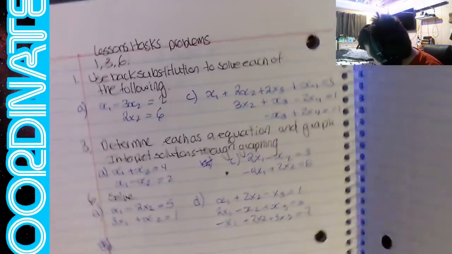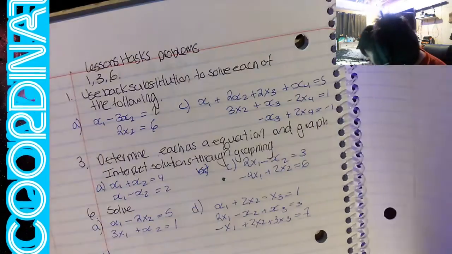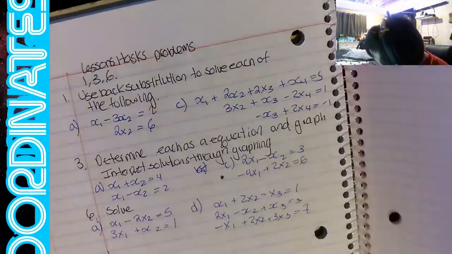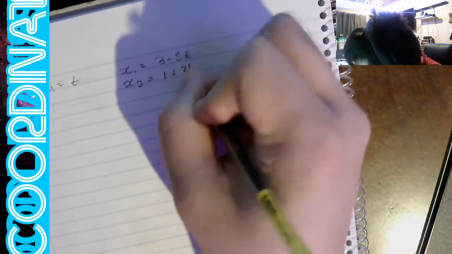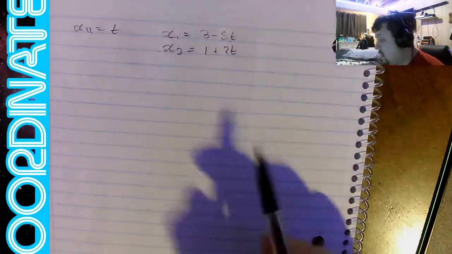We don't have to solve for x4. I was wrong. x4 is a parameter, t. And what that essentially means is that x1 becomes 3 minus 5t, and x3 becomes 1 plus 2t. And what that essentially means is that there is an infinite number of solutions.